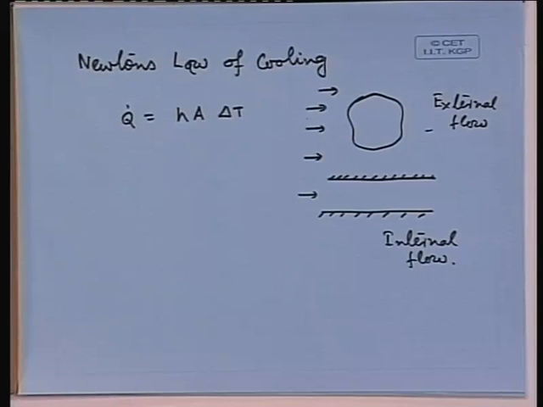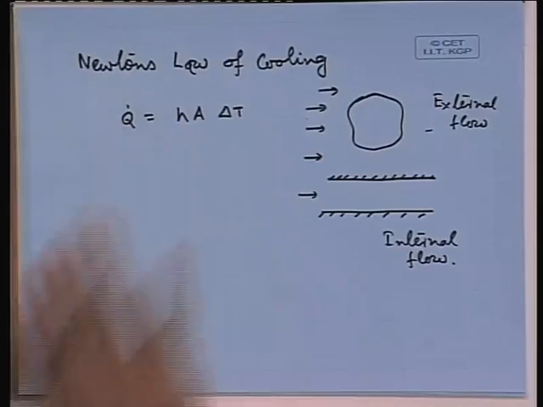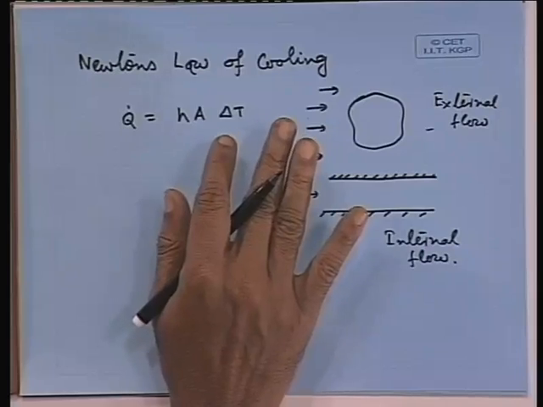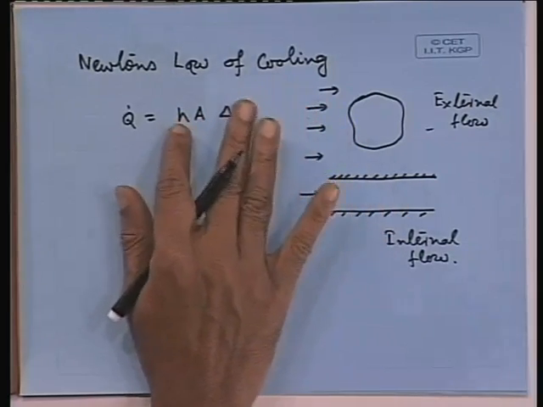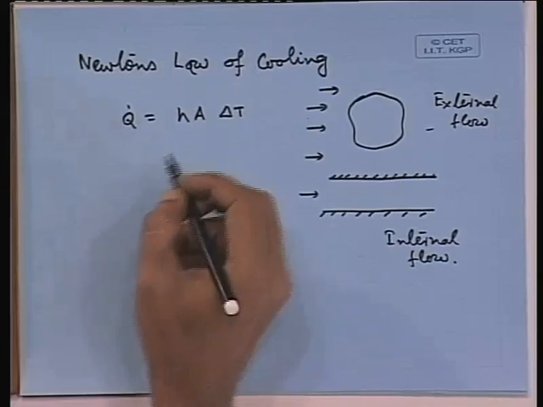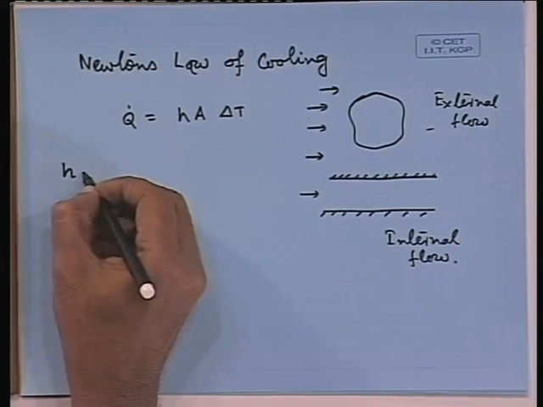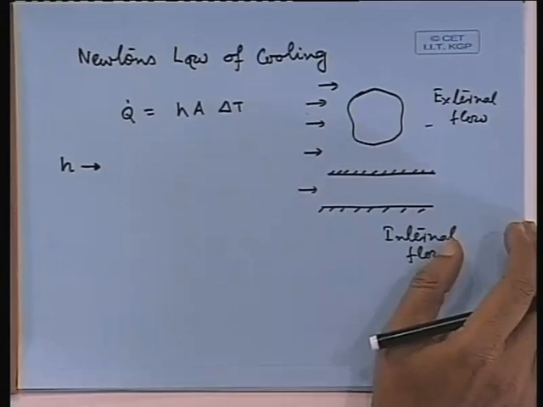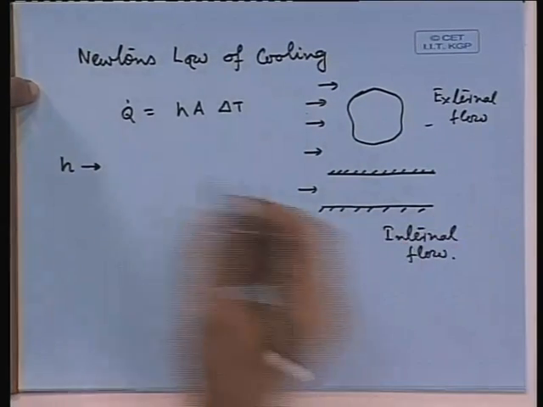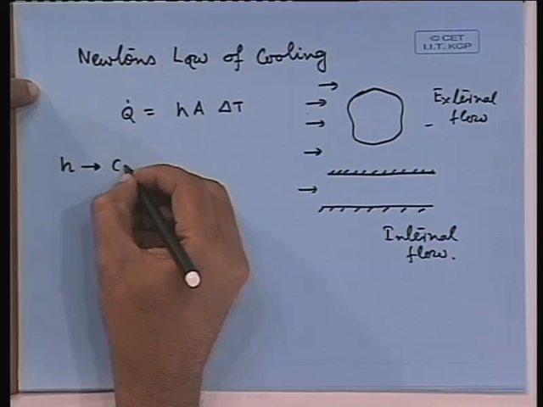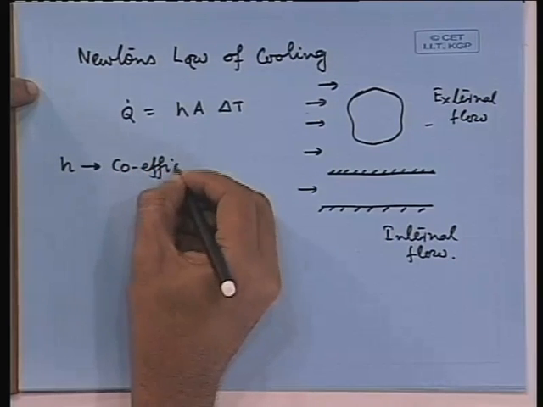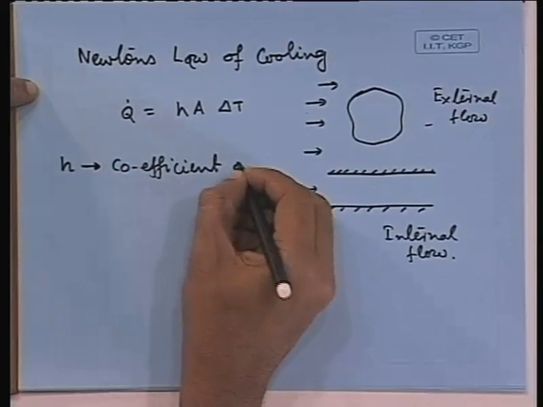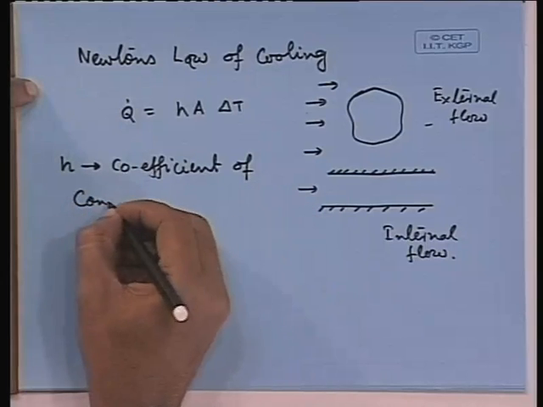All right. See, in all these cases, Newton's law of cooling is applicable. In any case, it is applicable. The only thing is that one has to define these quantities properly. So, let me define it. Q dot is the rate of heat transfer, as we have already mentioned. H is the coefficient of convective heat transfer.